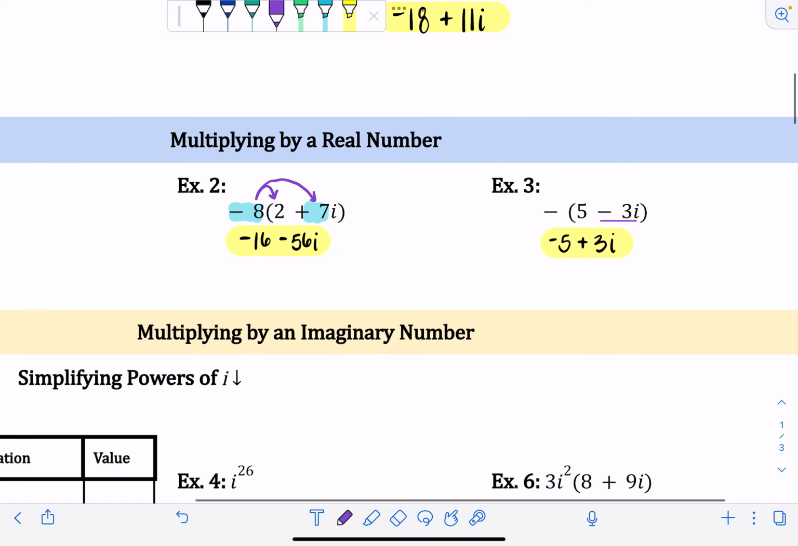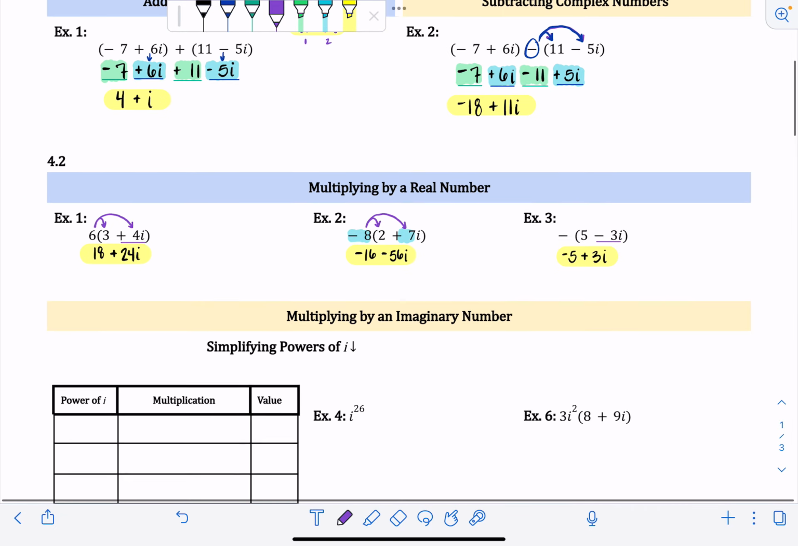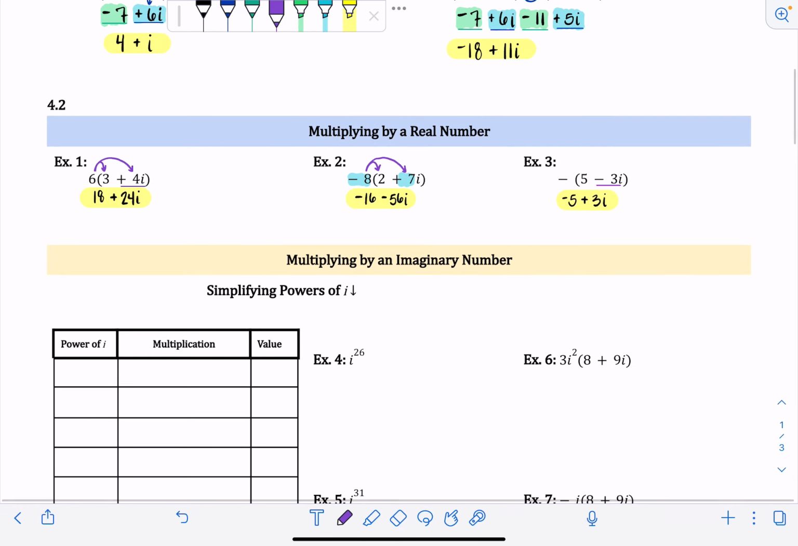So negative 5 plus 3i. And then moving down to the next section, multiplying a complex number by an imaginary number, so kind of like multiplying different i's together.